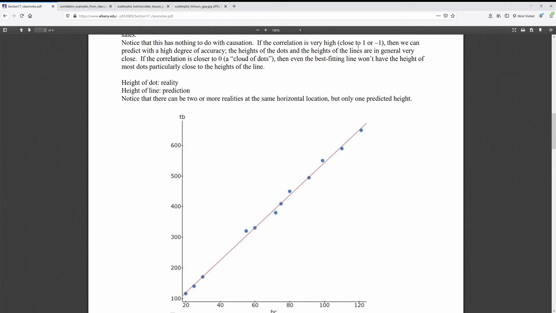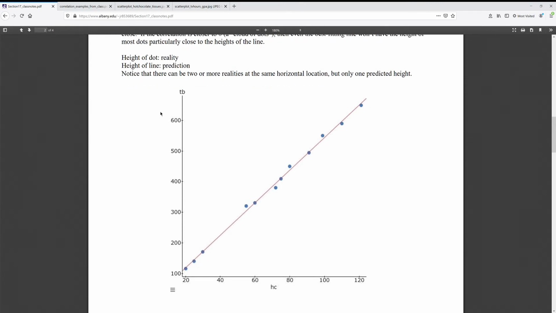If the correlation is very high, close to 1 or -1, then the dots are very lined up, and consequently the height of the dots and the height of the line in general are very close. If the correlation is a little lower, closer to 0, if you've got a cloud of dots, for instance, then even the best fitting line is not going to have, in general, the heights of the dots relatively close to the heights of the line. So you can always find the line that will predict better than any other line would predict. But only if the correlation is very high are the predictions going to be reasonably good. And again, strictly speaking, we're talking about predictions for these particular dots.